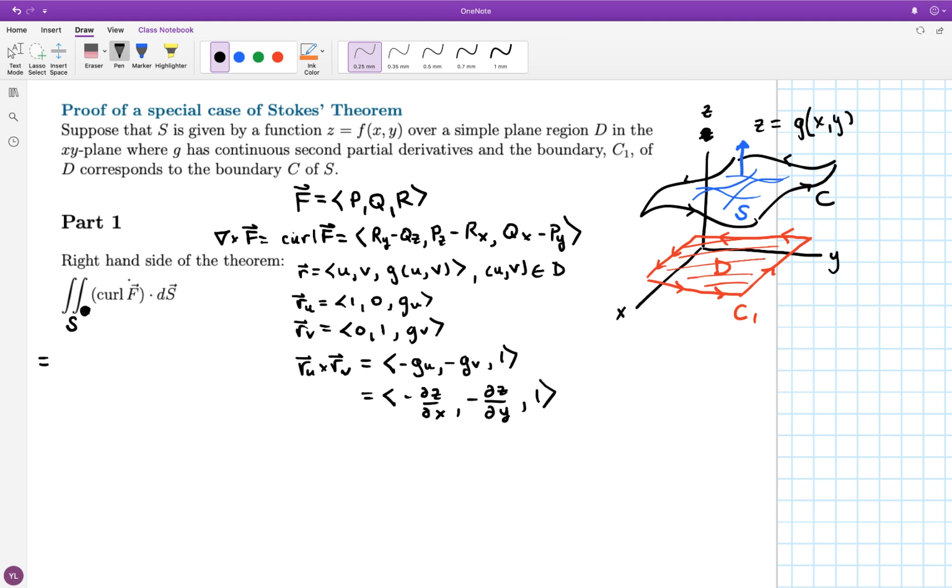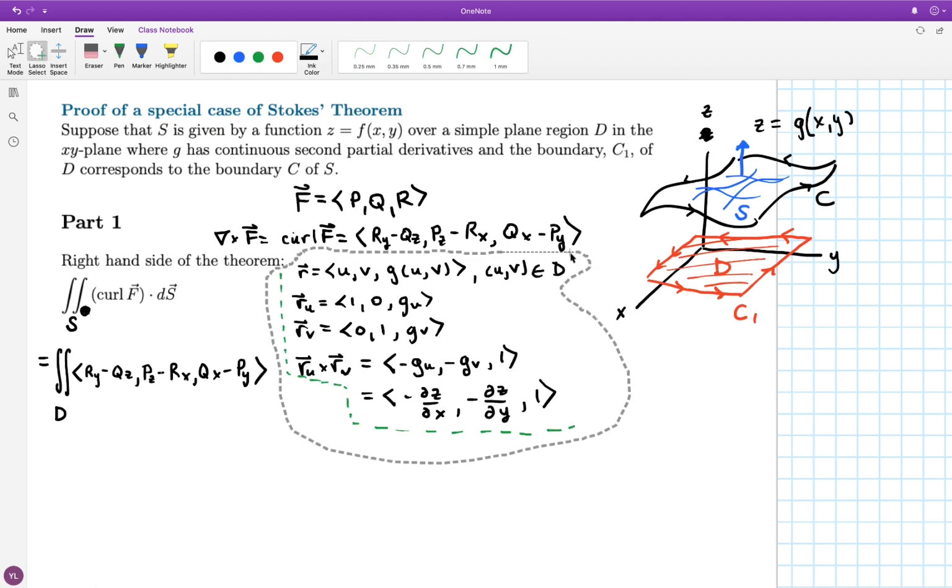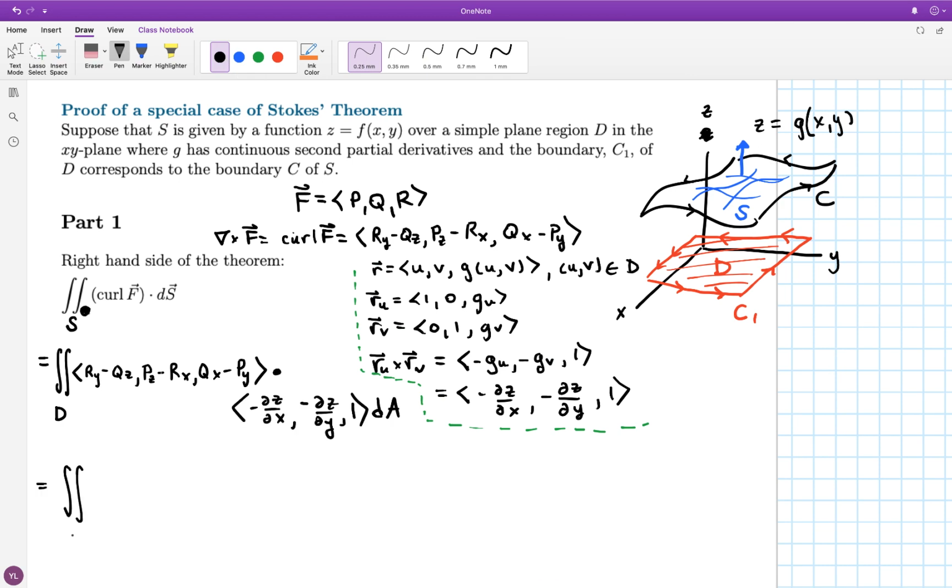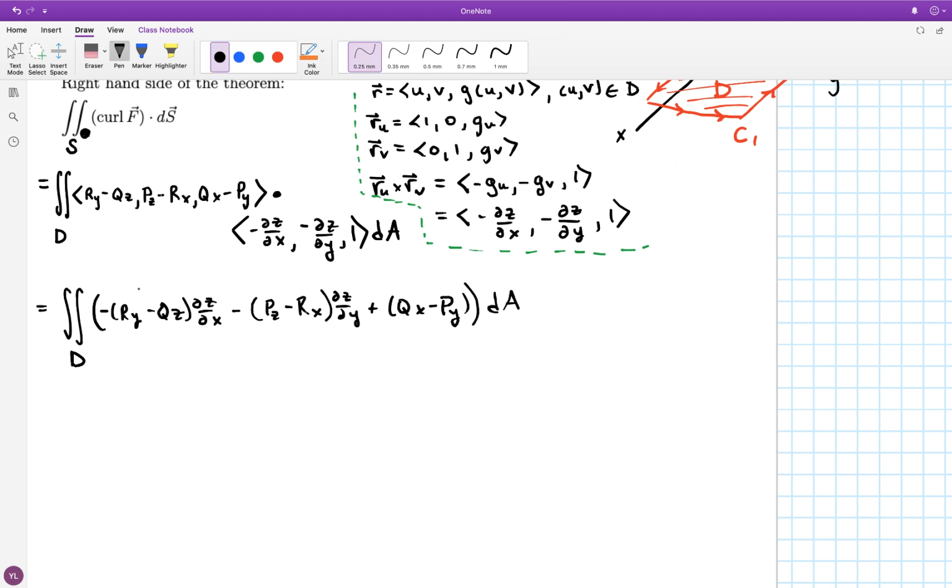So remember, to compute the surface integral, I'm supposed to take the vector field, which in this case is this curl vector field, and dot it with ru cross rv, which I've computed here. And then I'm going to integrate over the parameter space. Okay, so this is the double integral over the region D in the xy plane that is computing the surface integral of the curl vector field across the surface.